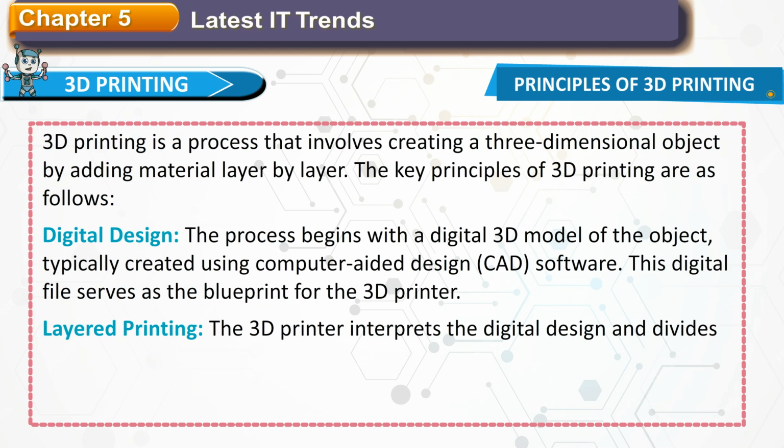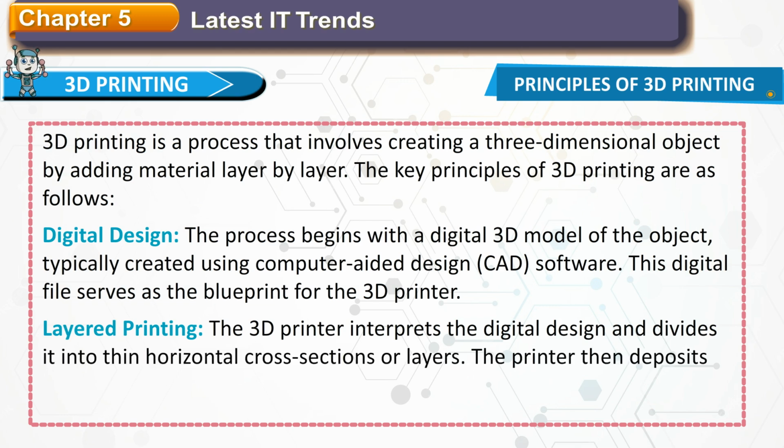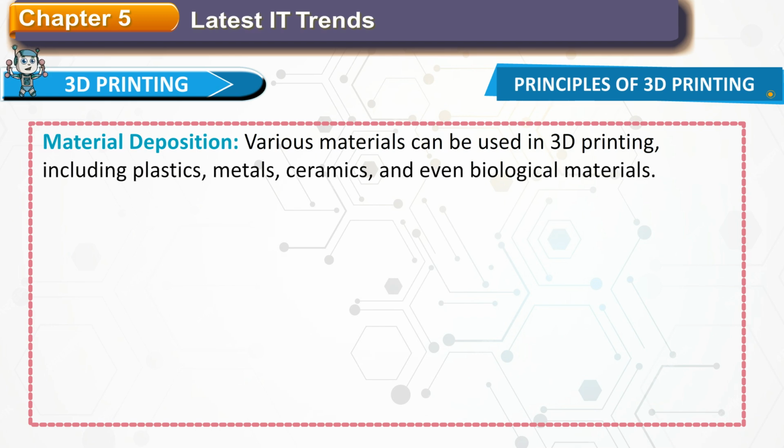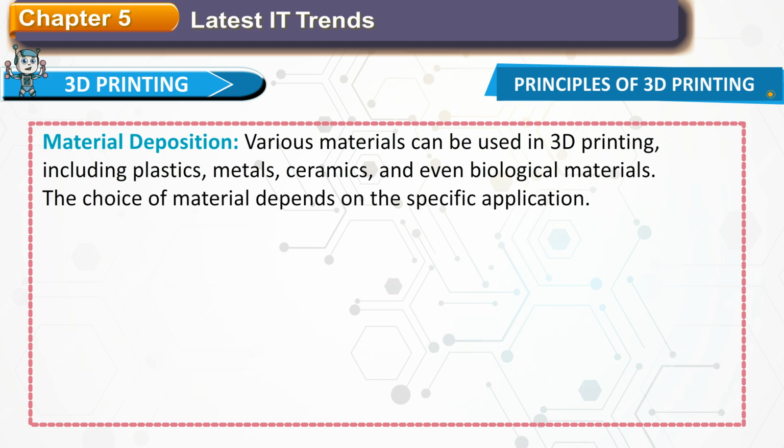Layer printing. The 3D printer interprets the digital design and divides it into thin horizontal cross-sections or layers. The printer then deposits material layer by layer to recreate the object. Material deposition. Various materials can be used in 3D printing, including plastics, metals, ceramics, and even biological materials. The choice of material depends on the specific application.